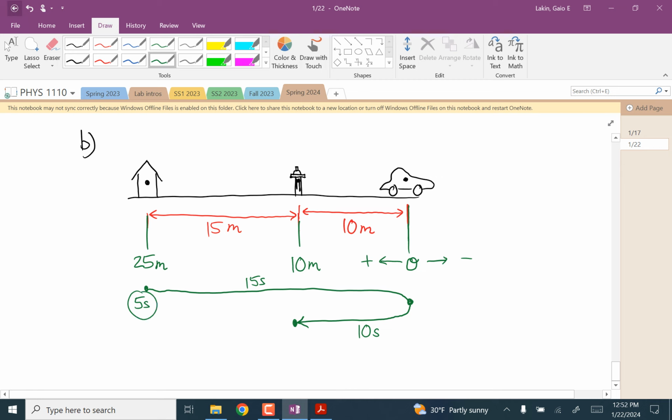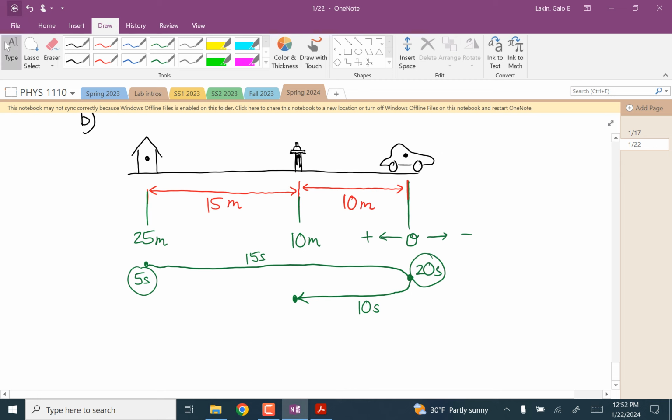Then based on that, what does the stopwatch say when the person reaches the car? I didn't hear what you said, but I'm going to assume it was 20. Good job. And then what does the stopwatch say when you get to the hydrant? 30. Yep.